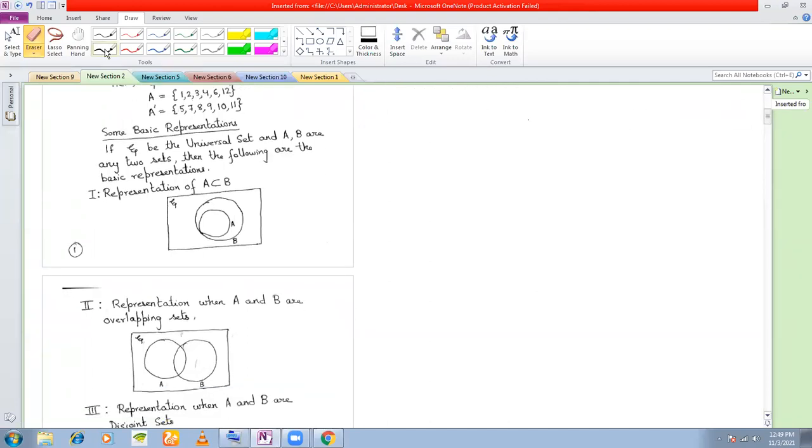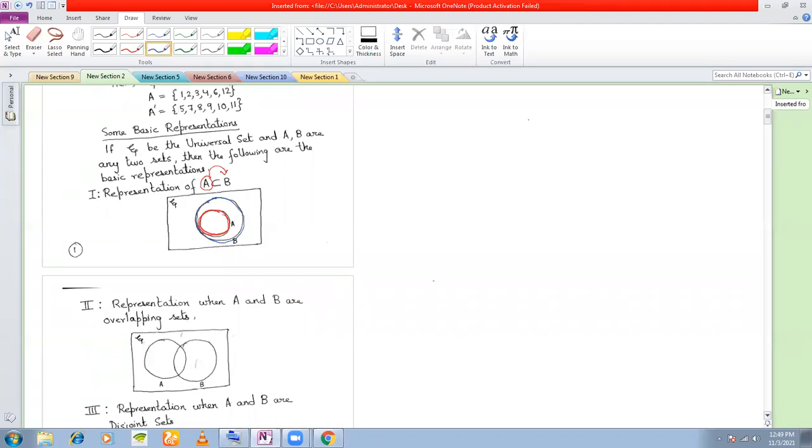First, A can be a subset of B, or B can be a subset of A, whichever way you want to put it. If A is a subset of B, that means all the elements of A are in B. So this smaller circle is for A, inside the bigger circle, which represents the set B. Is this diagram clear?